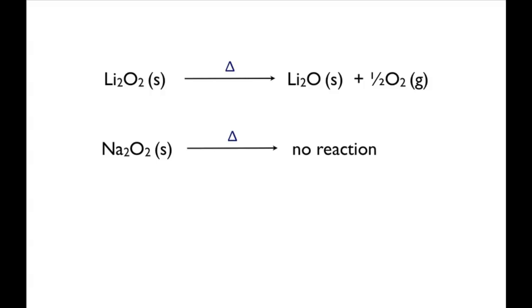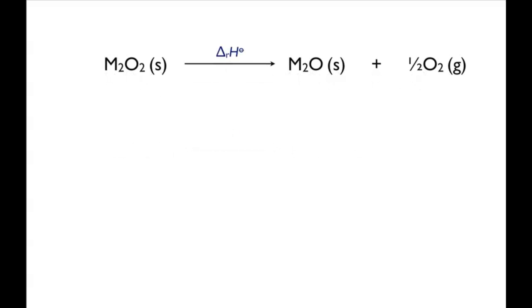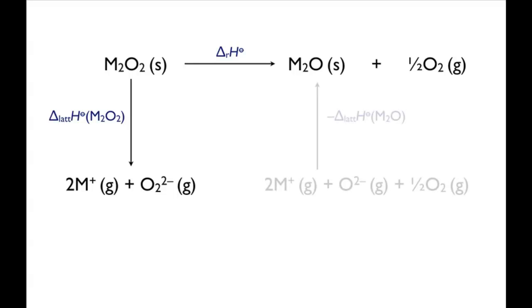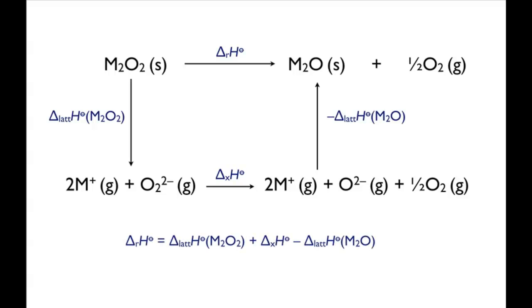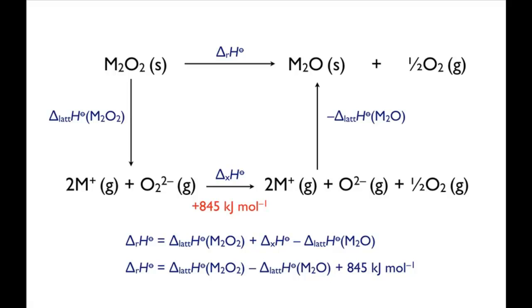Since group 1 peroxides and oxides are both ionic solids, you can construct an enthalpy cycle for the decomposition. Two of the terms are the lattice enthalpies for the peroxide and for the oxide, with the oxide one negative, and the third term relates to the disproportionation of peroxide into oxygen and oxide. This step is independent of the metal and has a value of 845 kilojoules per mole.